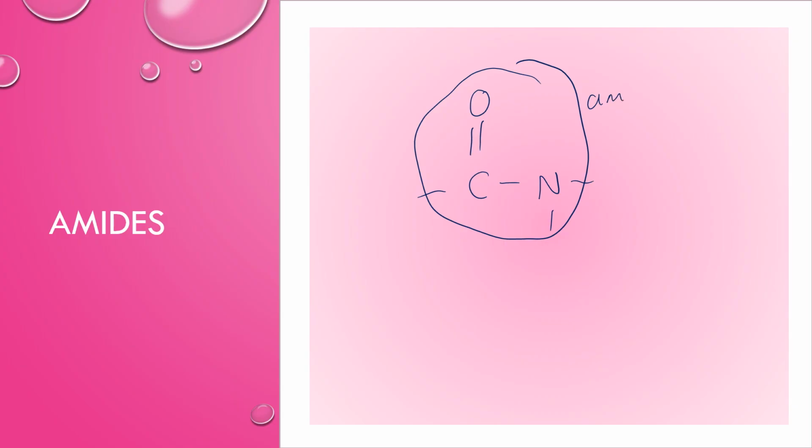Amides have the C double bond O, but are also attached to a nitrogen. So the carbon could be attached to something else. The nitrogens could also be attached to something else. They could be hydrogens or they could be carbons. Doesn't really matter. But the important thing is that the nitrogen is attached to a carbon that also has a double bond O. And so this functional group, this part, is the amido group. And the whole compound then would be called an amide.